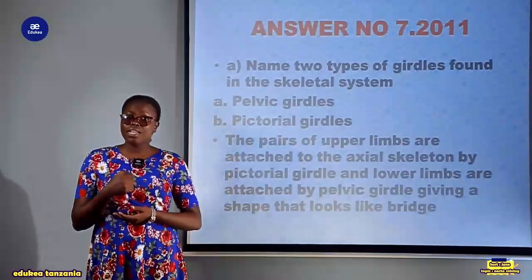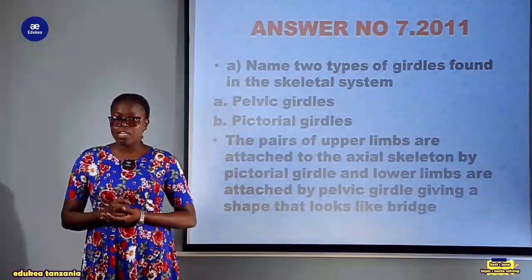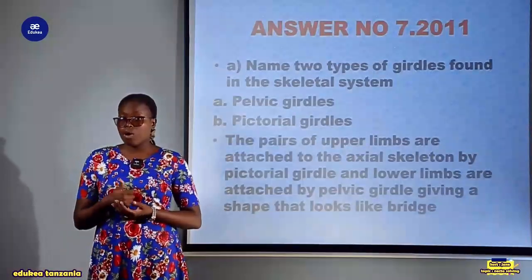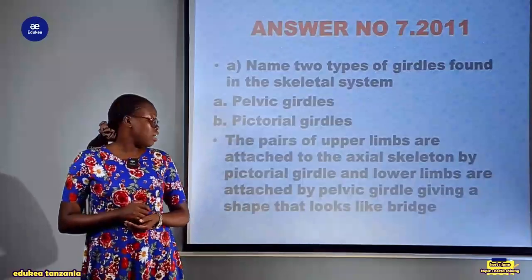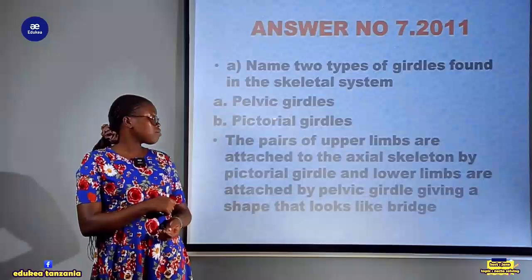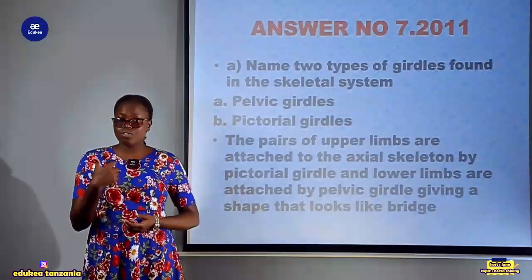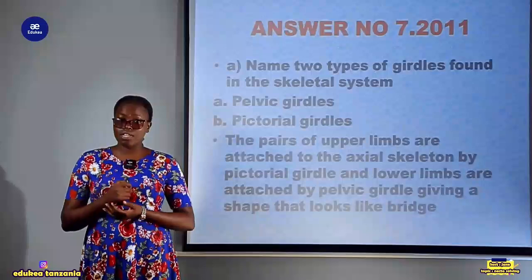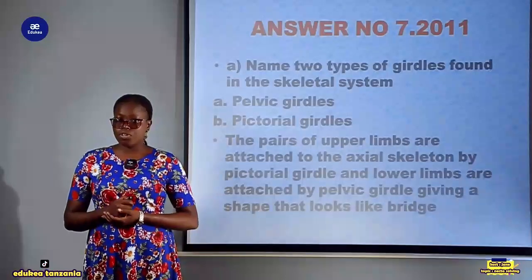Well, the question just needs us to name, not to explain, but I give you a little bit of explanation so that you can be aware of what we are talking about. We have seen that we have two girdles. The question asks you to give only two girdles found in the skeletal system, which are the pelvic and pectoral girdles.